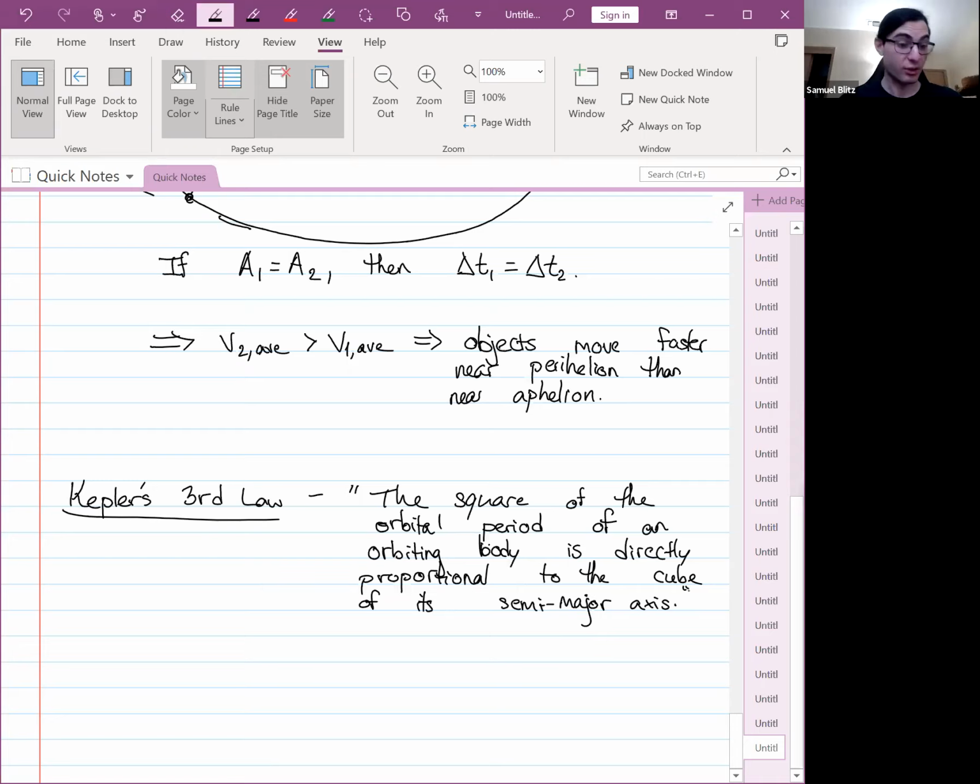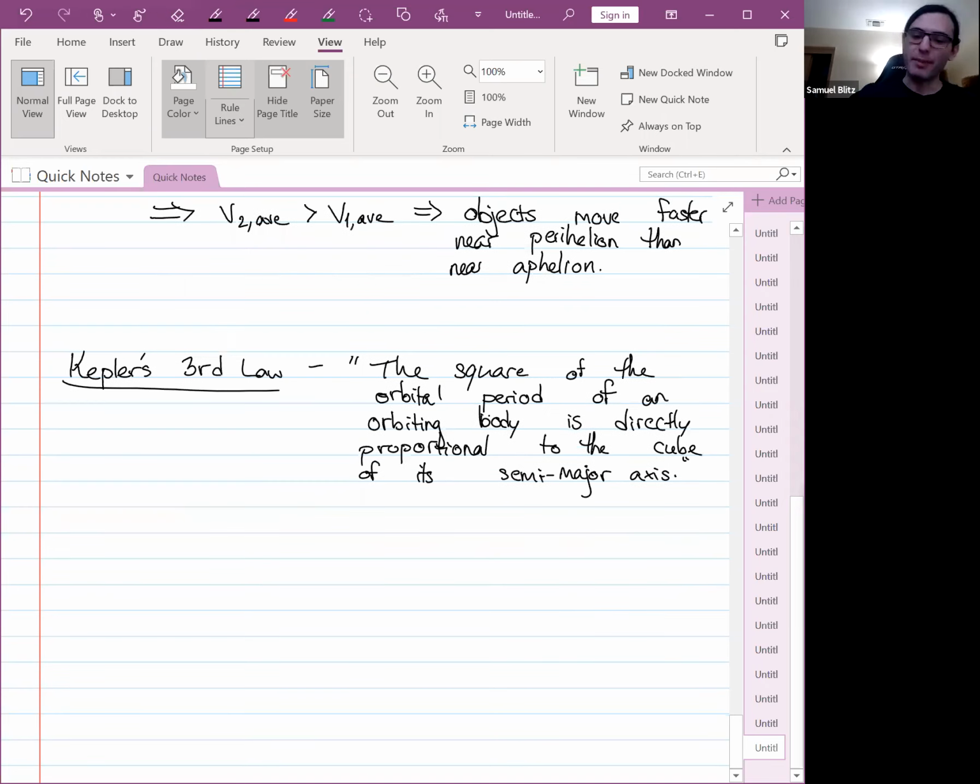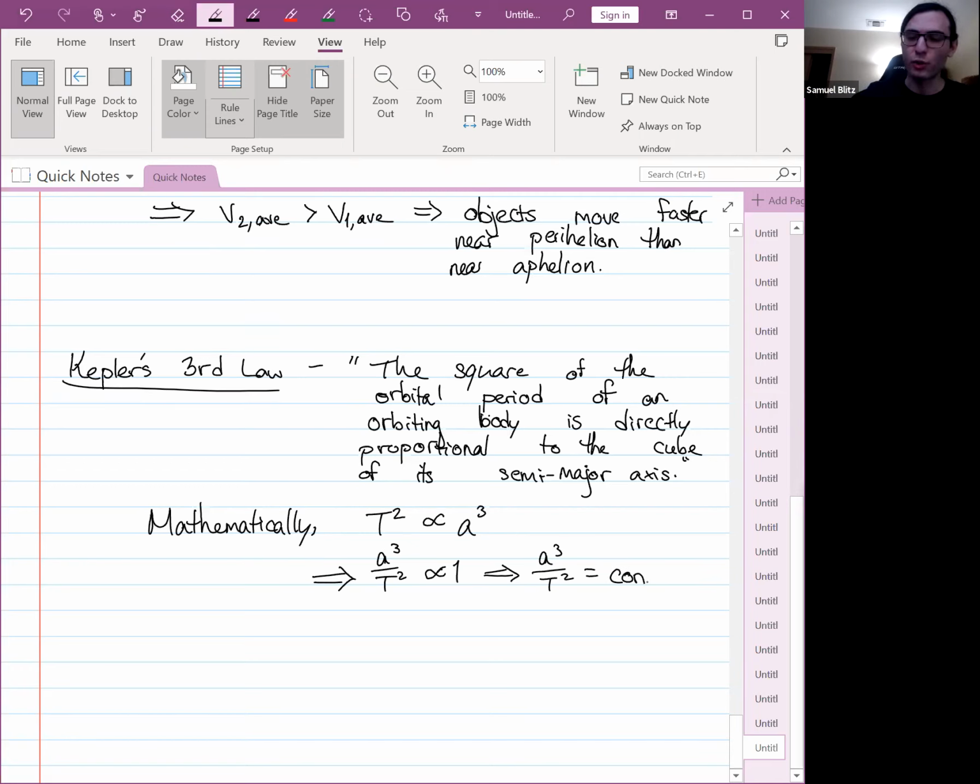Now that seems kind of arcane, and it really is. But this is just to say mathematically, and this is all for a single gravitating source. If we're just talking about the sun, then this would be true for planets around the sun. If we were talking about the Earth, then it would be true for things orbiting the Earth. So mathematically, this says that T, the orbital period, squared, is proportional to the cube of the semi-major axis. Or put another way, a cubed divided by T squared is proportional to 1, which means a cubed divided by T squared is a constant. If something's proportional to 1, it just means it's a constant.